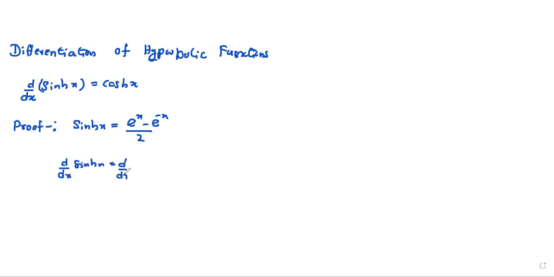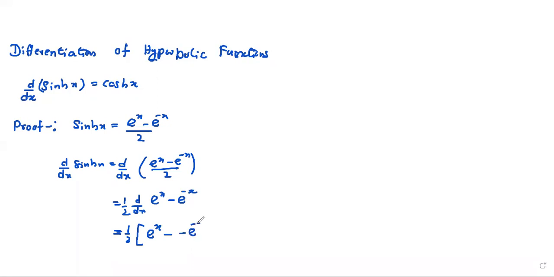sinh x, that is the differentiation of e to the power x minus e to the power minus x divided by 2. From this I can take 1 over 2 out. It turns into 1 over 2 times d by dx of e to the power x minus e to the power minus x. If you differentiate e to the power x, the answer is e to the power x, minus the differentiation of e to the power minus x, which is minus e to the power minus x. So it turns into half of e to the power x plus e to the power minus x. So simply you can say this is e to the power x plus e to the power minus x divided by 2. This is literally equal to cosh x. That's the proof of differentiation of sinh x equals cosh x.